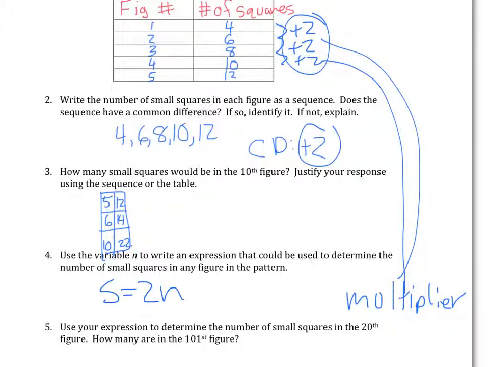Okay? But I need to make sure that my equation is complete. I need to make sure it's fully accurate, and it is not quite yet. Because look at my data back in my chart. Figure 1, if I plug in the number 1 for the figure number, I should get out 4 squares. What happens when I plug in 1 here? 2 times 1 is 2, not 4. So it's wrong. What if I plug in the number 2? I should get 6 out. If I plug in 2, 2 times 2 is 4, not 6. So my data is not exactly accurate. The 2n gets me close.